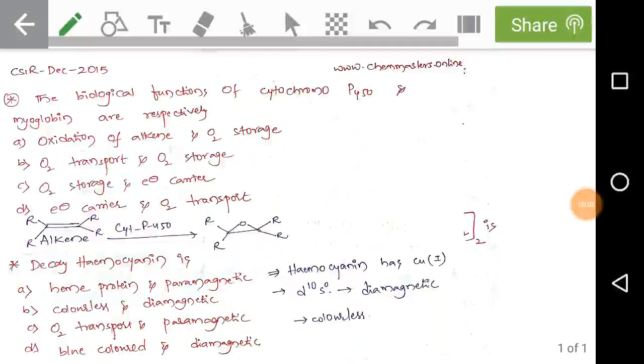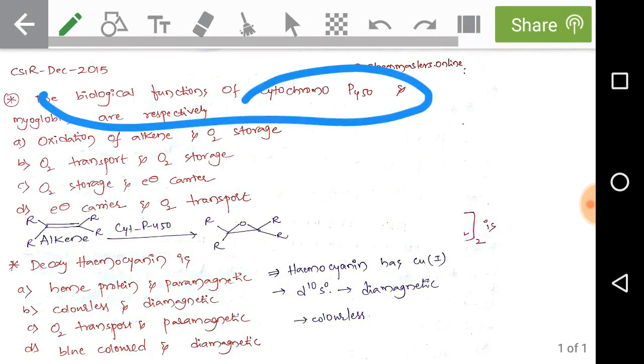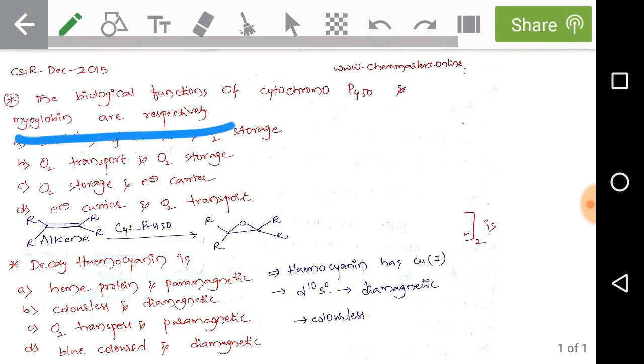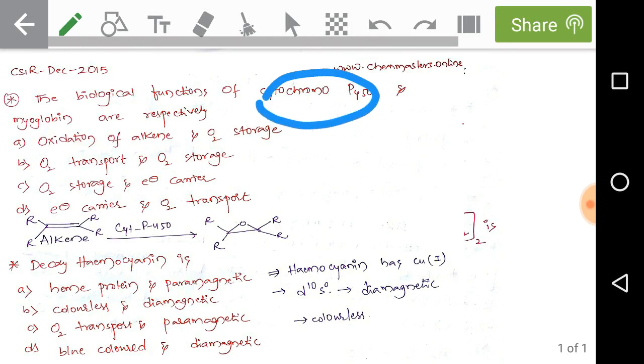Hi, now we are solving CSIR December 2015 Chemical Sciences. Okay, right. Now just look at the given problem. The biological functions of cytochrome P450 and myoglobin are respectively. So we need to find the correct biological functions of cytochrome P450 and myoglobin from the given four options.